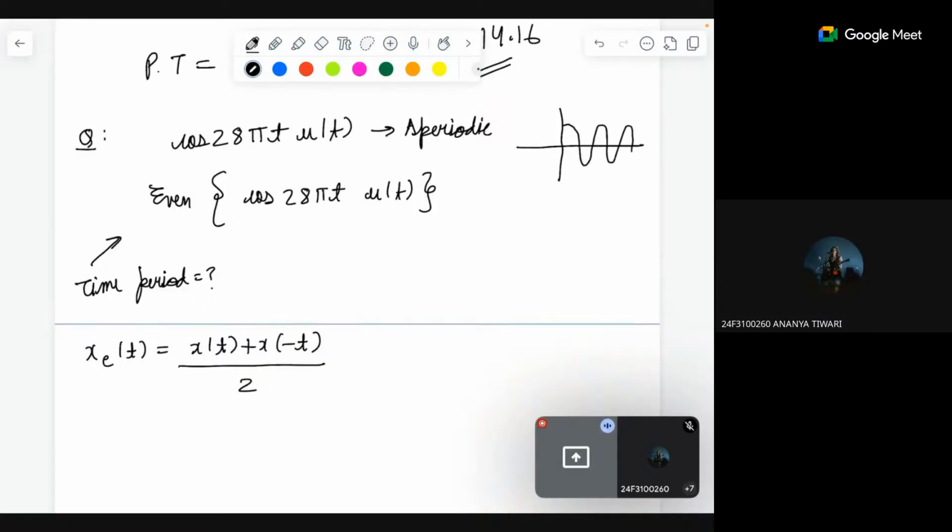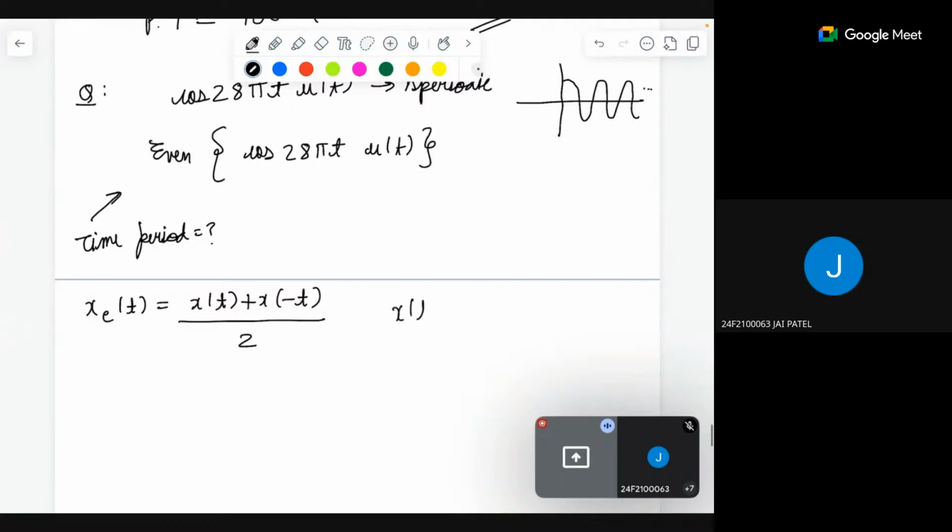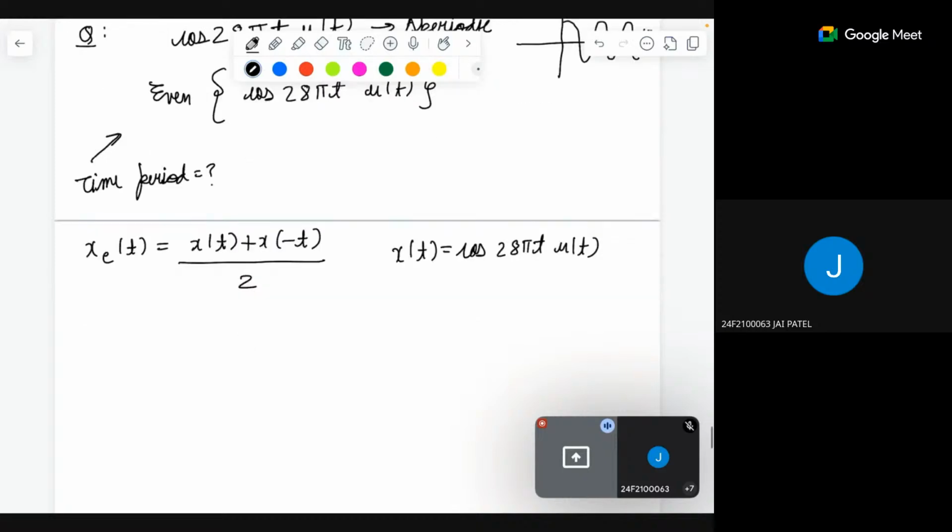So this is the signal. Okay, class, can I start solving now? Yes, ma'am. All right. So x(t) here is cos(28 pi t) u(t), and we have to find the even part of this signal. So how do we find the even part? x(t) plus x(minus t) divided by 2. So let us do that.